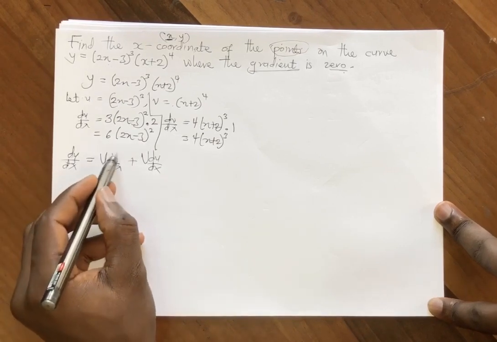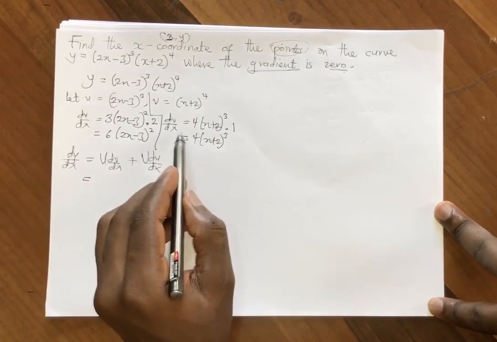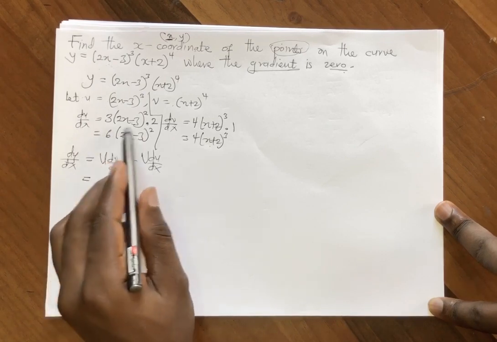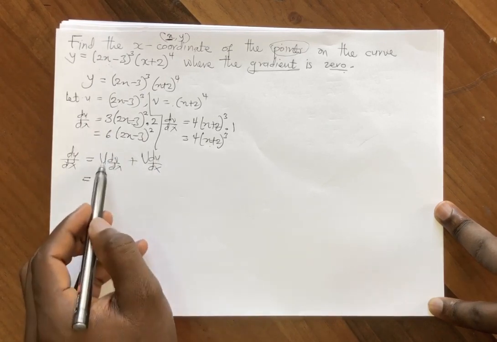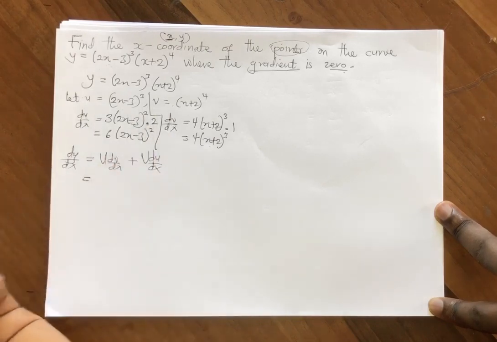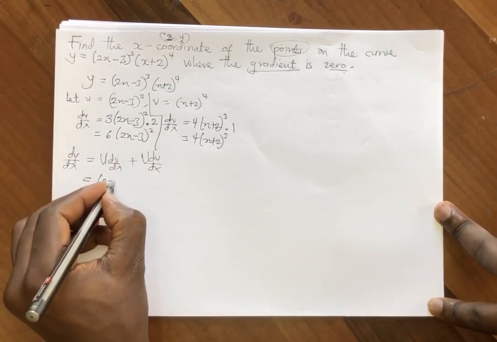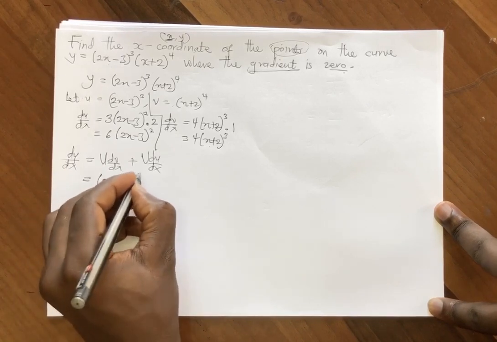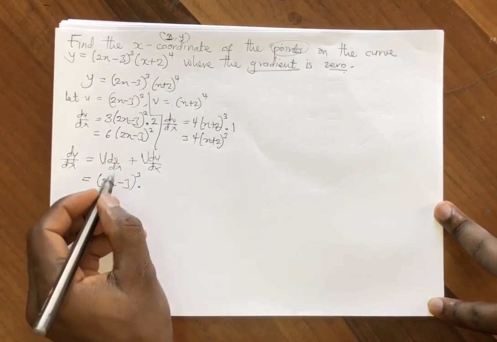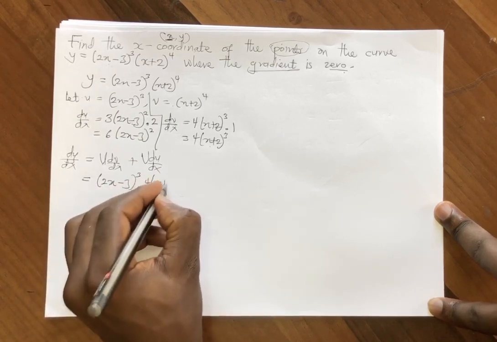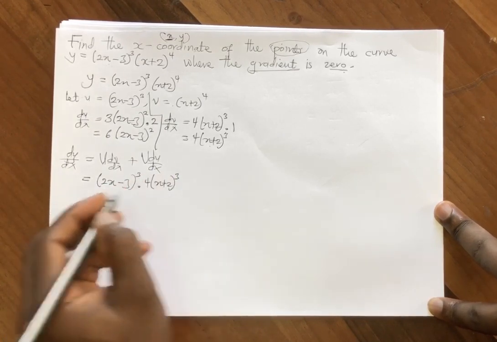Now, we have found dv/dx already, which is this, and we have found du/dx, which is this one. And we have our u and v, okay? So we are good to go. U, which is (2x - 3)^3, times dv/dx, and this is what we got, 4(x + 2)^3.